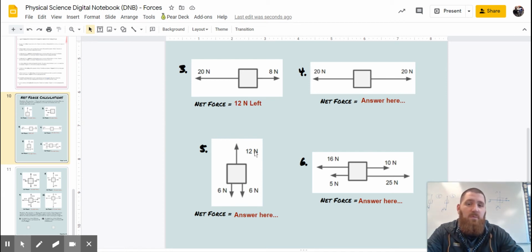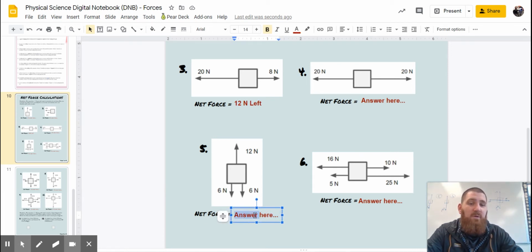If we have 12 newtons going up and 12 newtons going down, those forces are going to be balanced. So they're equal and they're in opposite directions here. So as a result, 12 minus 12 gives us 0. So our net force on this question is going to be 0 newtons. And because it's 0 newtons, there is no direction required because there is no direction of a greater force there.